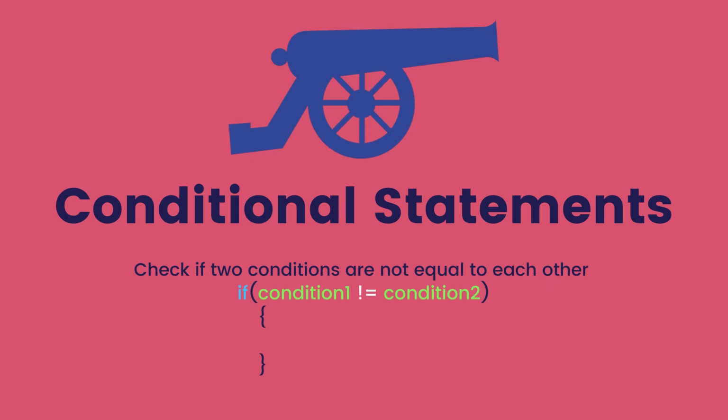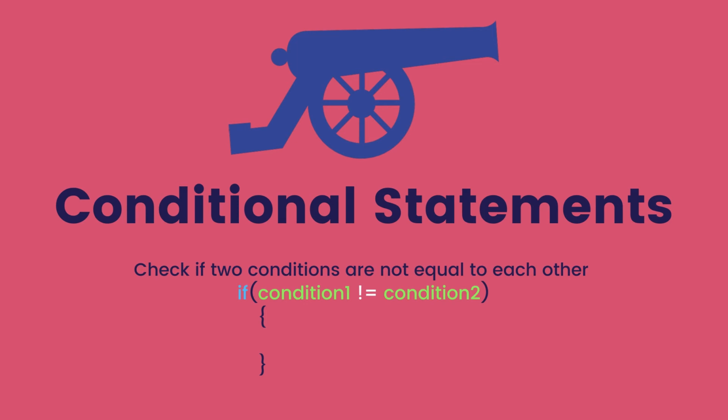And it's the same structure as before, except to check if two things are not equal to each other, we use the exclamation point and the equals sign. And this is read: if condition 1 is not equal to condition 2, then the set of instructions inside of the curly braces will happen. And that's all we need to know for now.